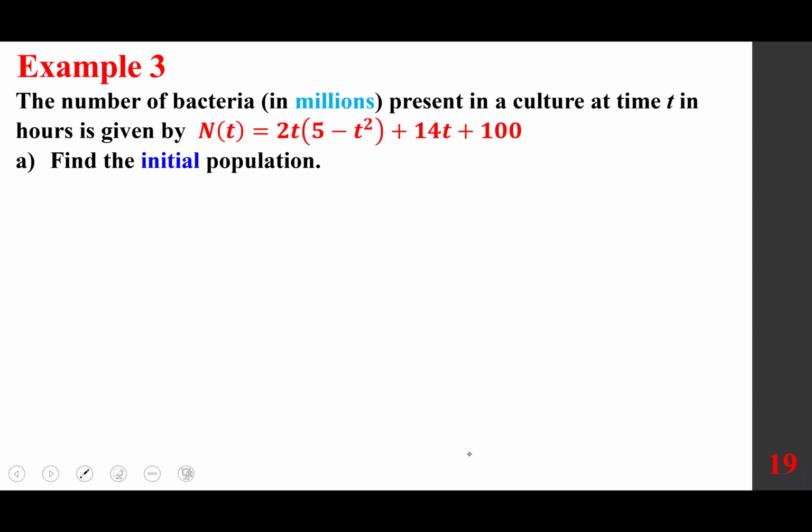Let's look at this application. The number of bacteria in millions present in a culture at time t in hours is given by n of t equals 2t times 5 minus t squared plus 14t plus 100. Find the initial population. Initial population means t equals 0. So if I put 0 here, clearly this becomes 0, this becomes 0. The answer is 100. 100 what? Millions of bacteria, okay?